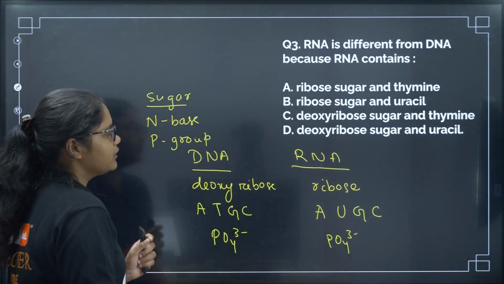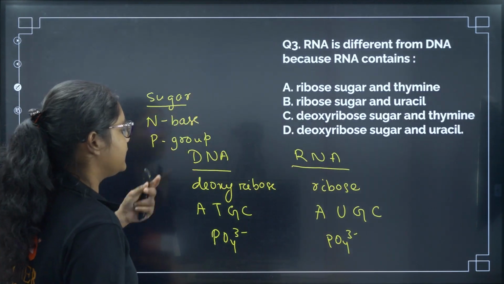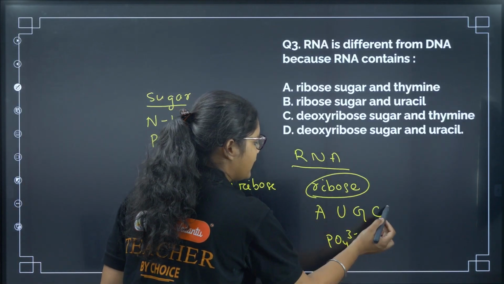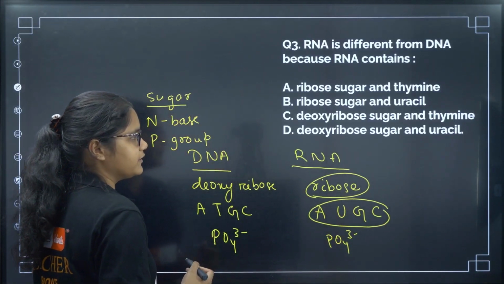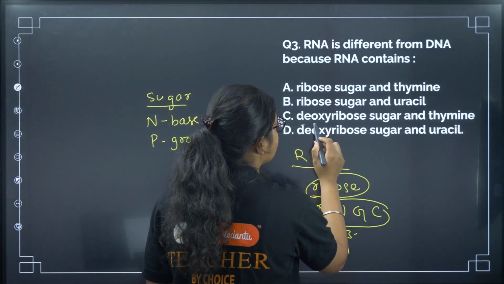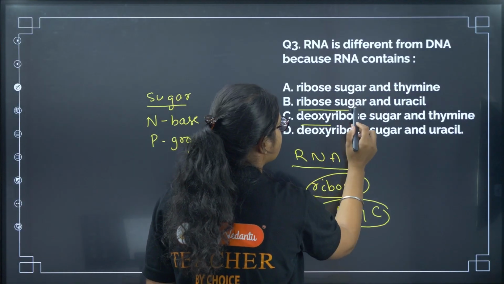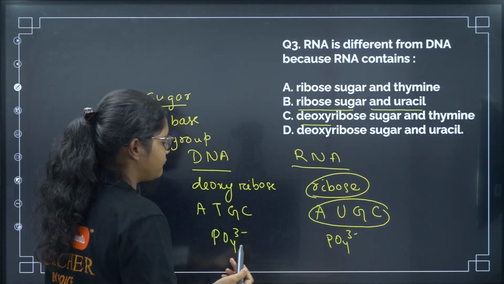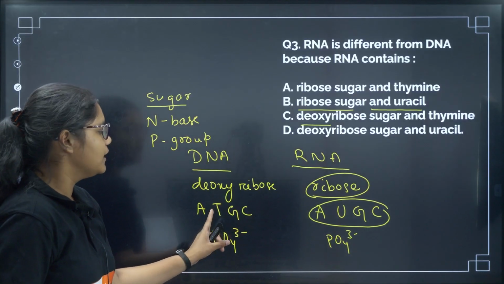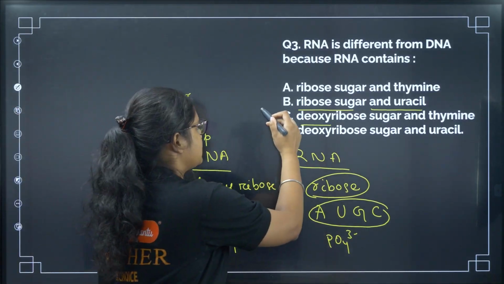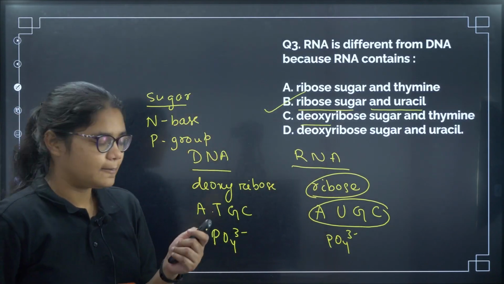So the ribose sugar is different and the nitrogenous bases are different, right? So RNA is different from DNA because RNA contains ribose sugar and uracil. The difference you can see: A, G, C are common, T and U are different. So the correct answer for this question is option number B.